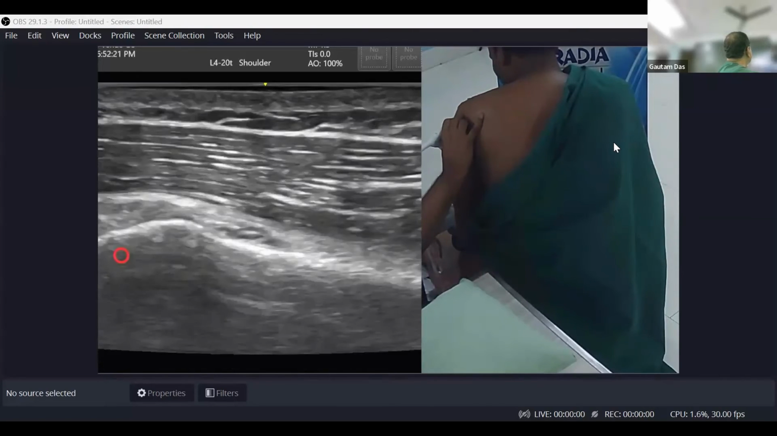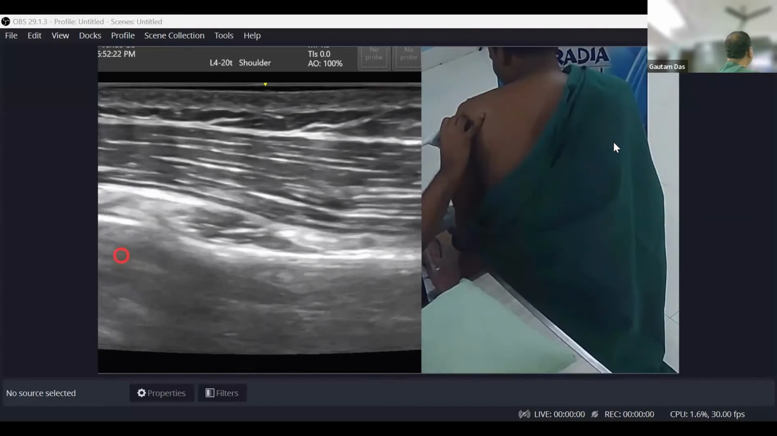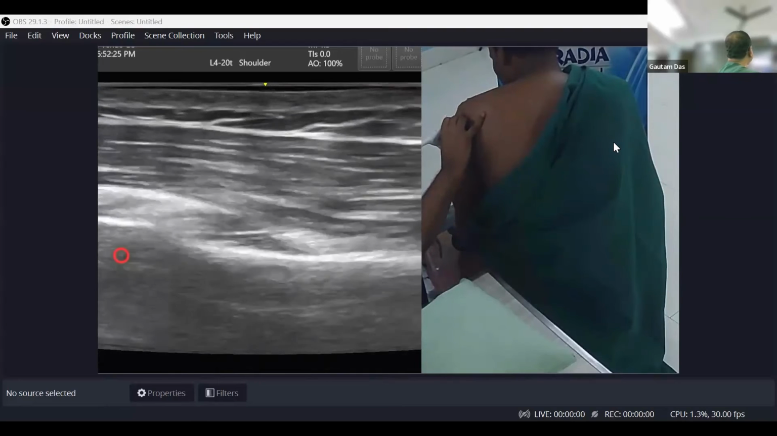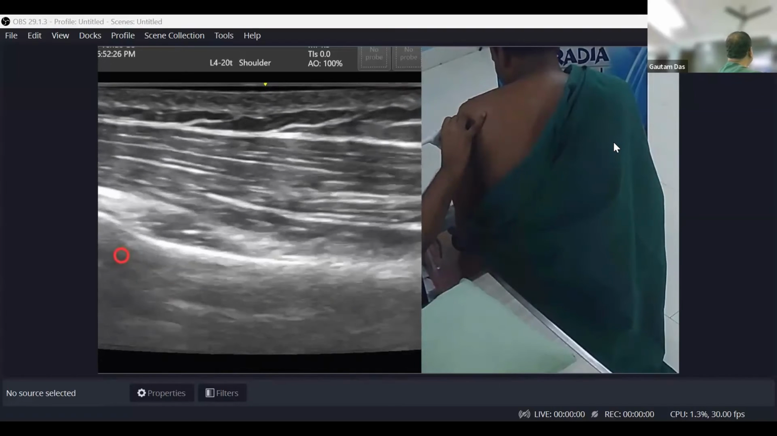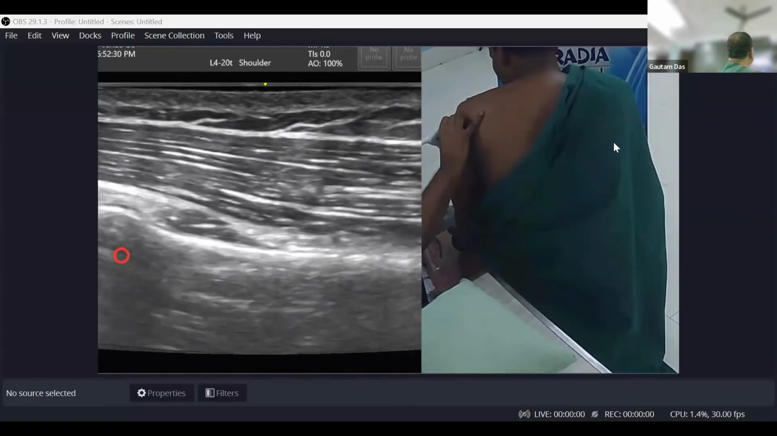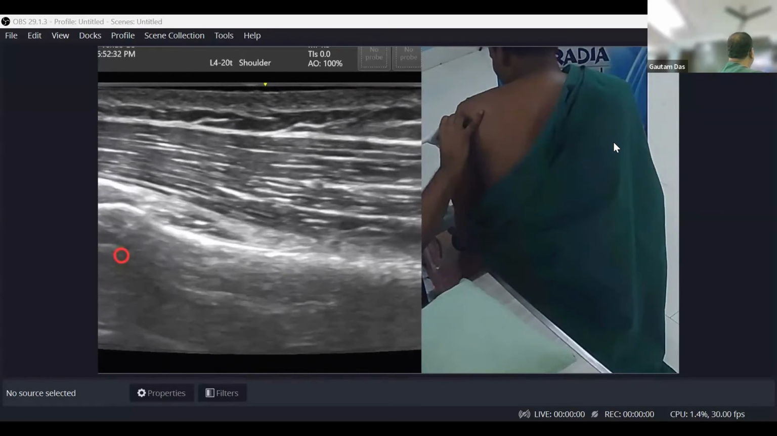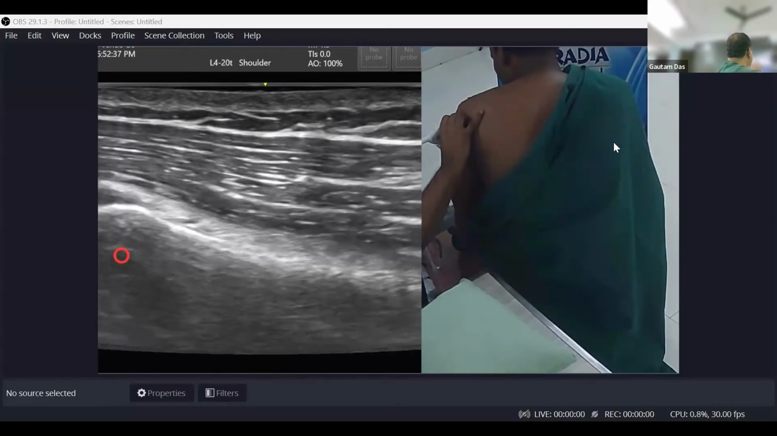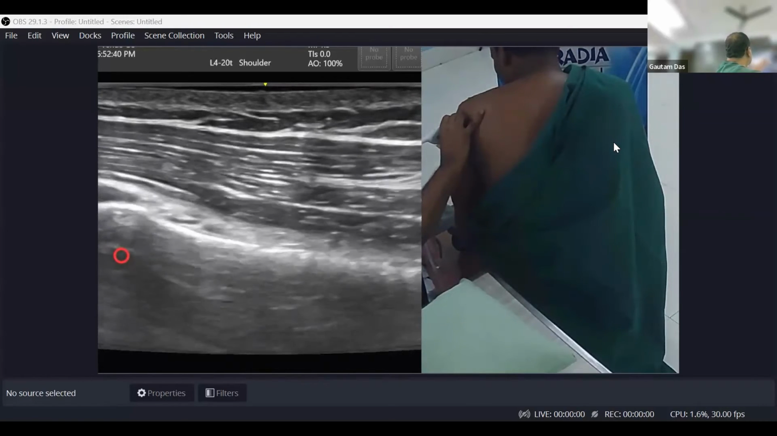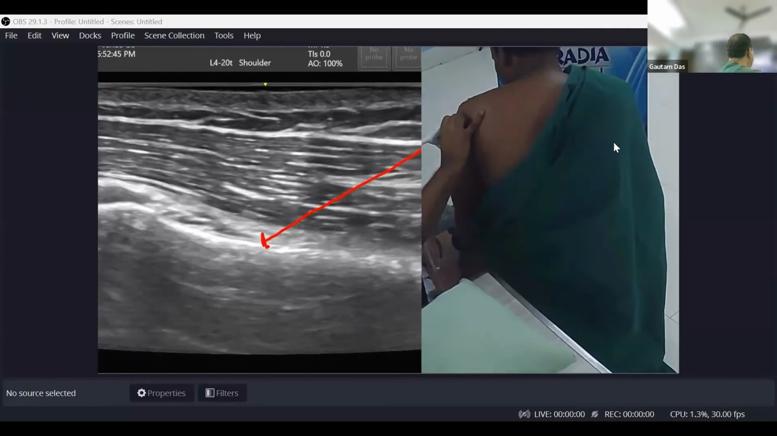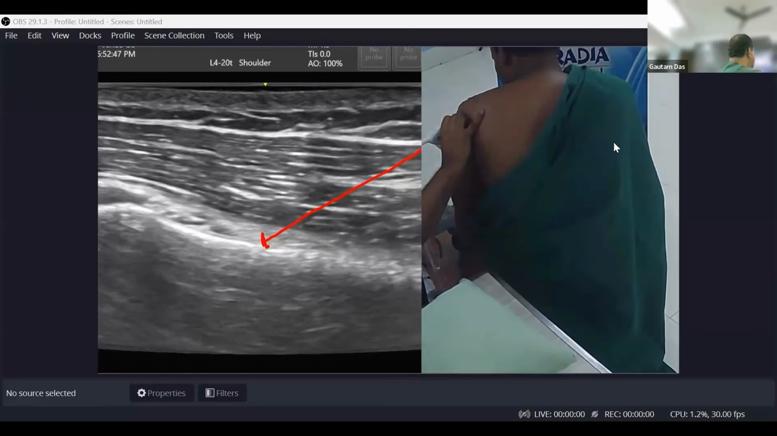I'm just reducing the depth so that you can appreciate it better. Now you can see at the center of my screen is your teres minor and the artery pulsating. If I am going laterally, the teres minor will be becoming fully tendinous and the posterior circumflex artery will be gradually vanishing. At this point, you should target here. Your needle should be coming like that and injecting, doing your radiofrequency or local anesthetic or dextrose injection there.